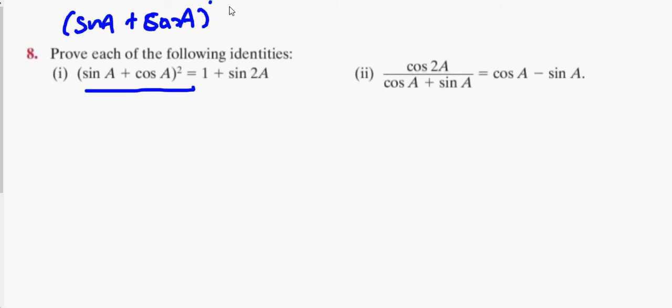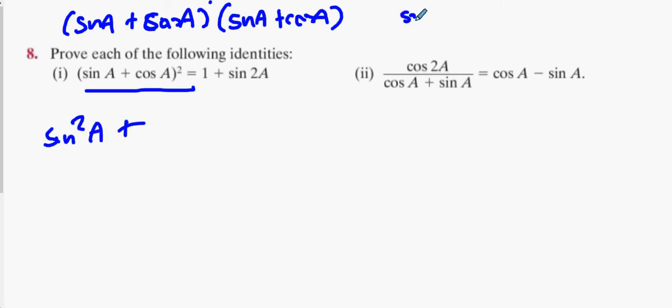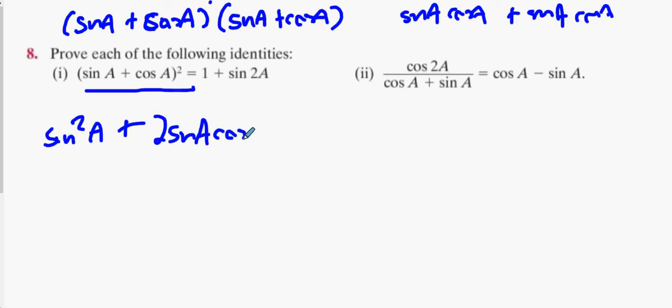Essentially you're multiplying sine A plus cos A by sine A plus cos A. So we're going to get sine squared A. We're going to get sine A cos A and sine A cos A twice. So when you add them together, you get 2 sine A cos A. And then I get cos squared A.